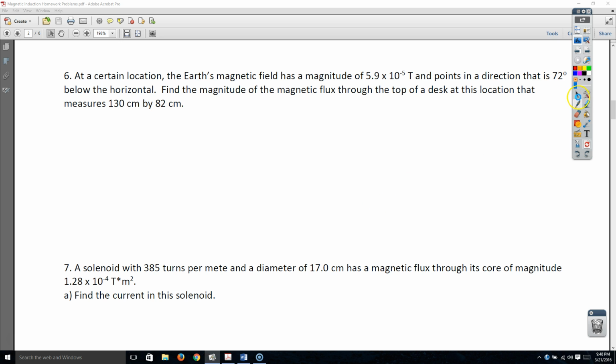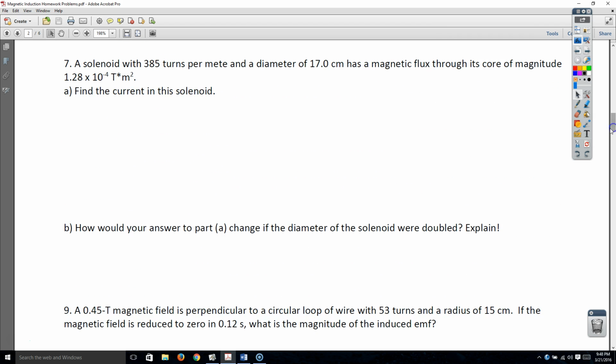For the next question, that is number 7. Here it says I have a solenoid with 385 turns, should be per meter, and a diameter of 17 centimeters, has magnetic flux through its core magnitude, and then they give us the magnitude. Remember, your diameter here should be in meters, so that's 0.17 meters.